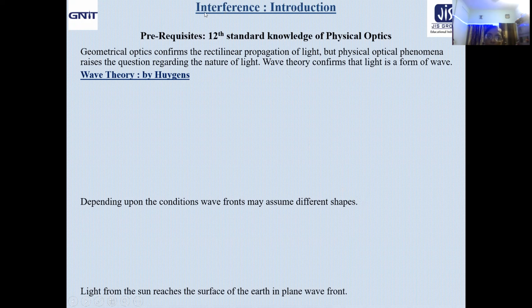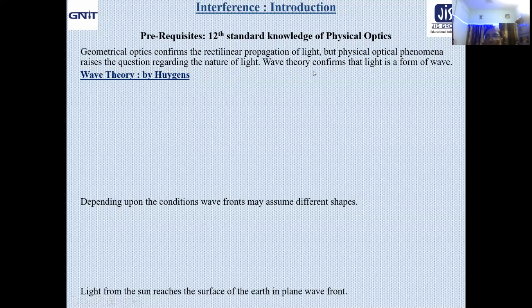Now, interference. We are starting with the introduction, and definitely the prerequisite is 12th standard knowledge of physical optics. You all students have completed your 12th standard, so there you got some idea about physical optics, and that is the prerequisite of this chapter. According to geometrical optics, as you all know, geometrical optics confirms the rectilinear propagation of light. But physical optical phenomena like interference, diffraction, polarization raise the question regarding the nature of light for the first time.